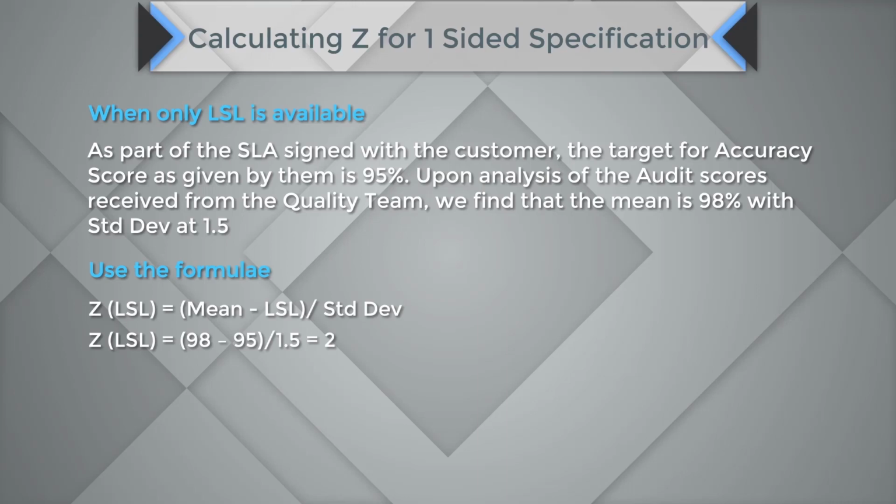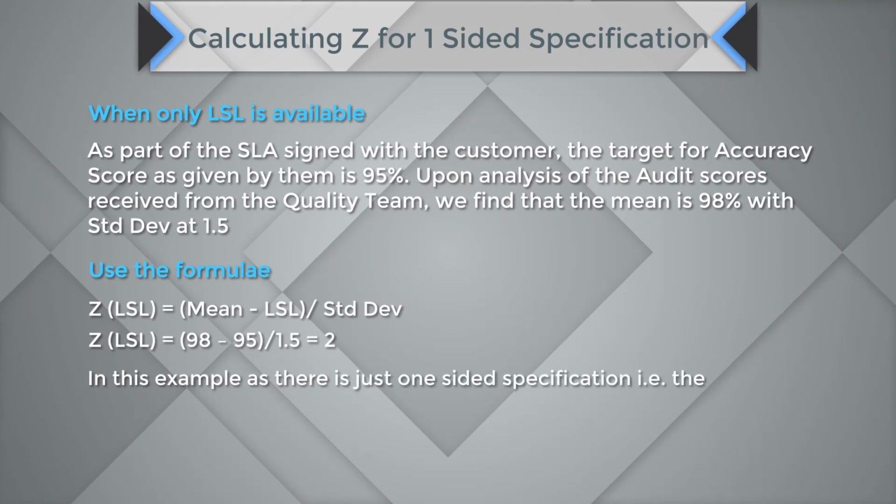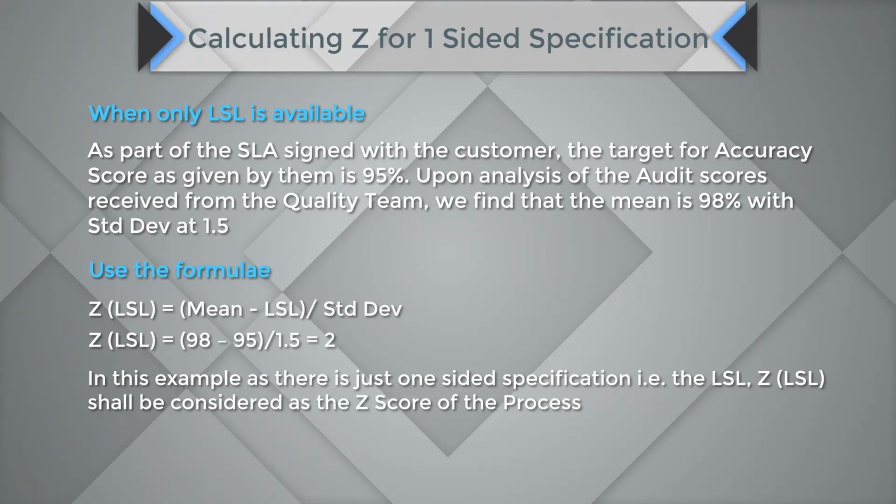3 divided by 1.5, which is 2. Because this is a one-sided metric, hence the Z LSL shall be considered as my final Z score of the process. So I will say that my Z is 2.